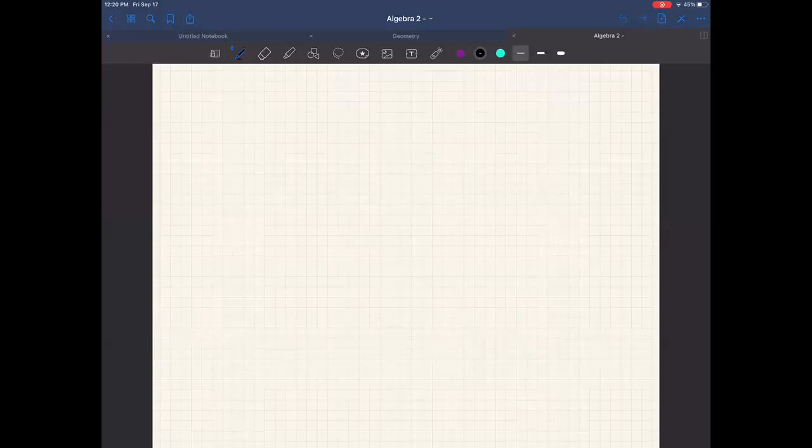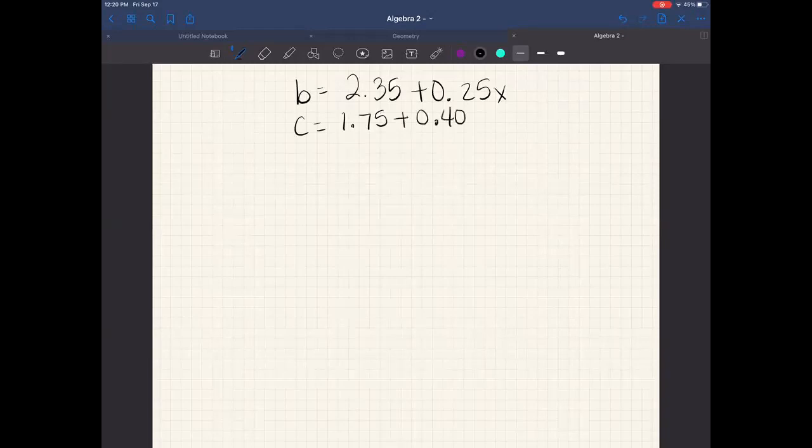So now their question is, what was the price per pound of beef when it was equal to the price per pound of chicken? So my beef is 2.35 plus 0.25x, and my chicken is 1.75 plus 0.40x. Now, does anyone want to take a guess at what we're supposed to be doing here to solve this problem?